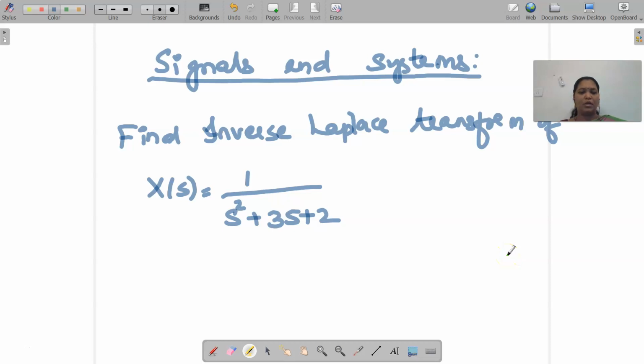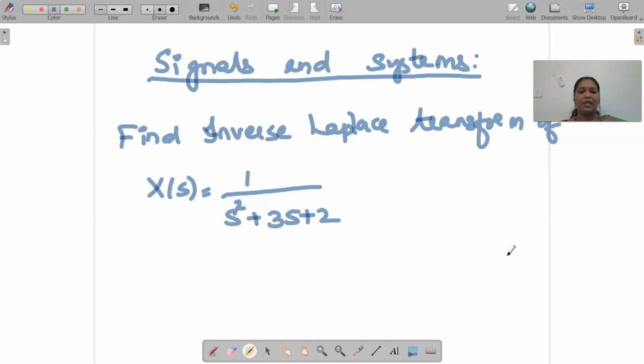Hello students, today we are going to discuss inverse Laplace transform. So for the given X(s), we are going to find the inverse Laplace transform. The question is: find the inverse Laplace transform of X(s), which is given by 1 by s square plus 3s plus 2.